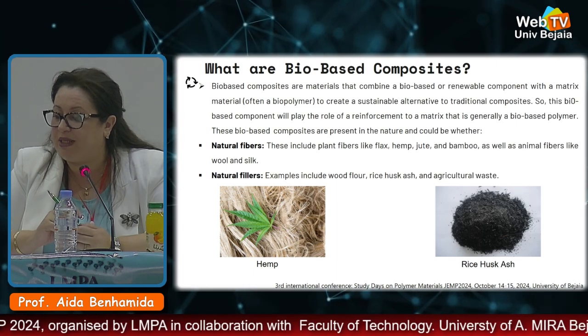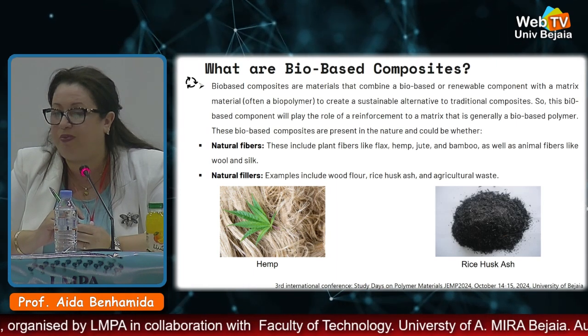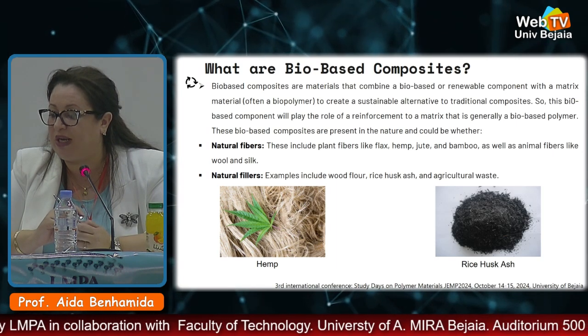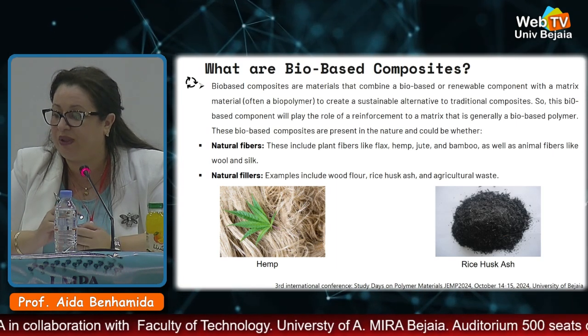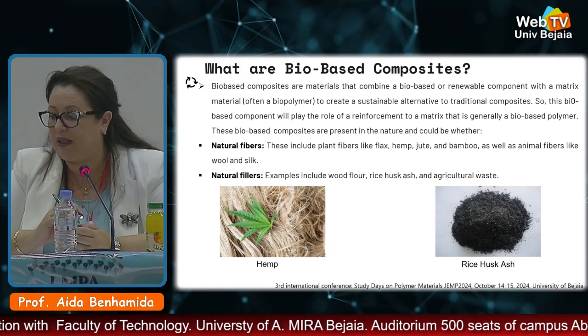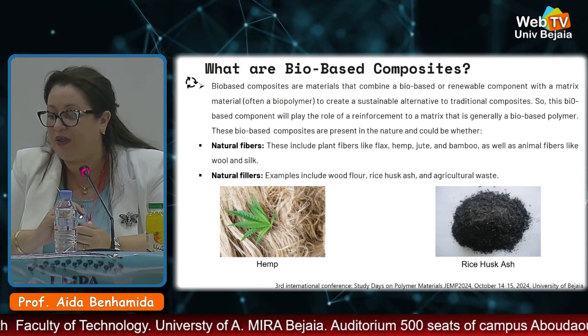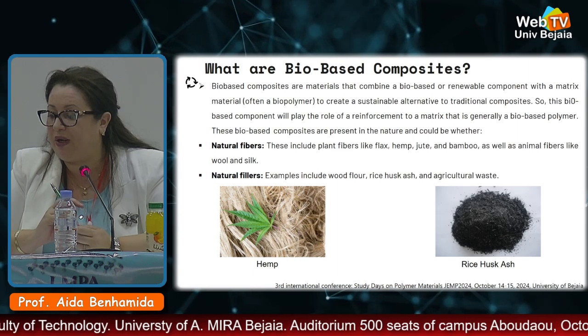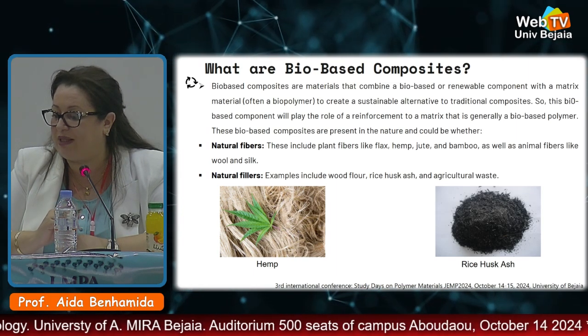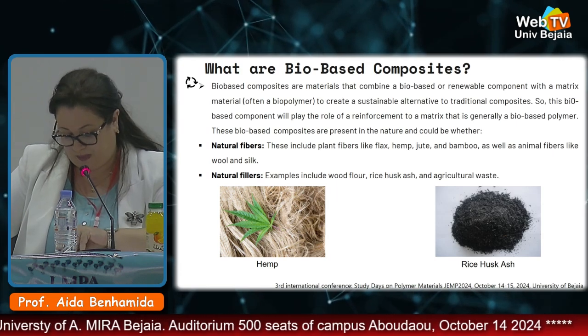These bio-based reinforcements are present in nature and could be natural fibers, which include plant fibers like flax, hemp, jute, and bamboo, as well as animal fibers like wool and silk. And we also have natural fillers. Examples are wood flour, rice husk, ash, and several agricultural wastes.